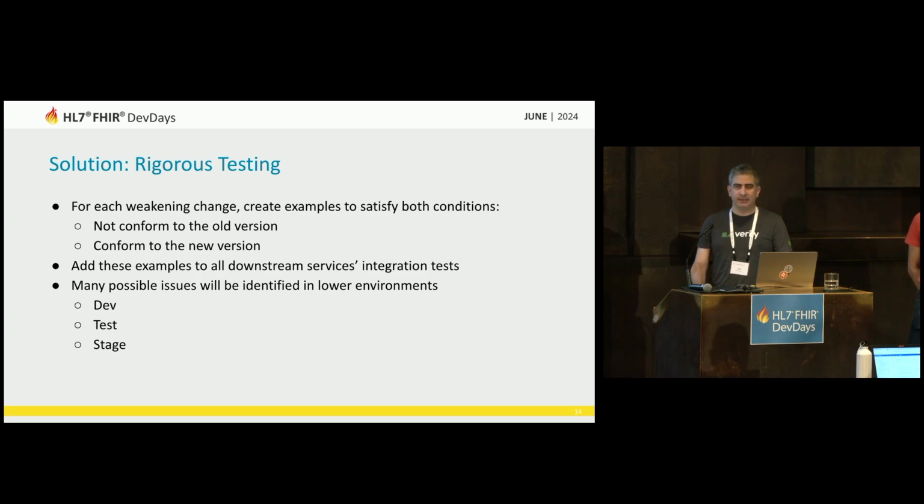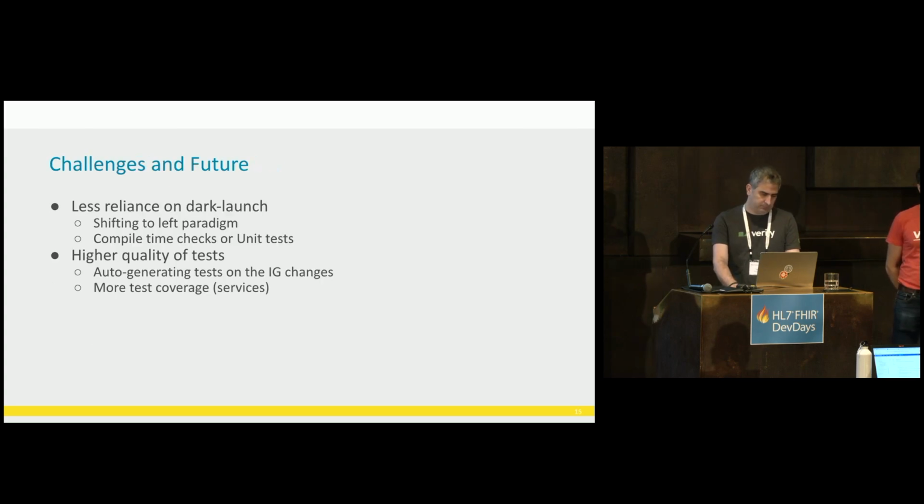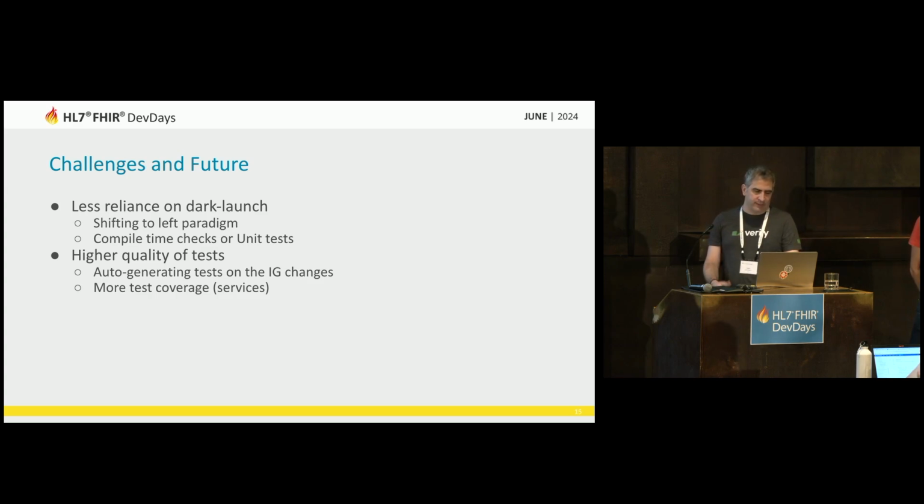Having these instances, we can create a test suite, and using this test suite, we constantly test our downstream systems after any IG changes. If anything happens in the pre-production environment, we can detect it and fix it. We are still in the process of developing these ideas and making our production releases more resilient.